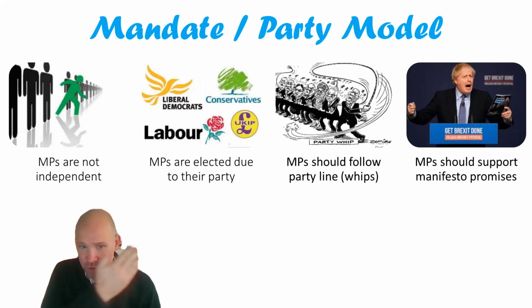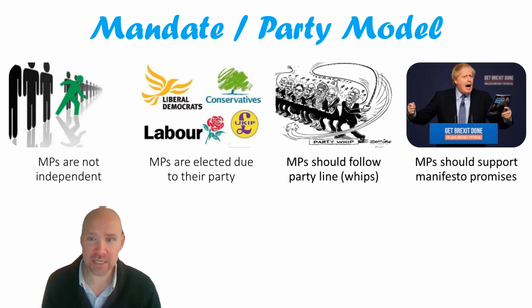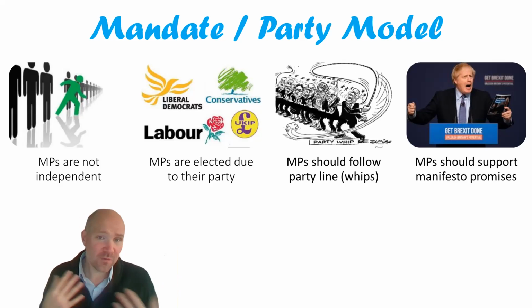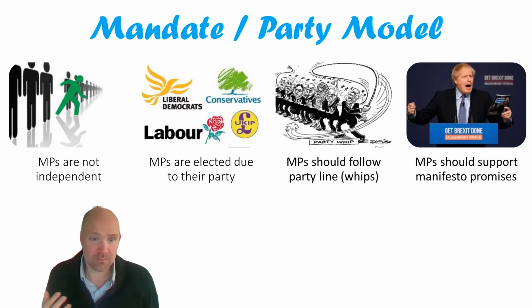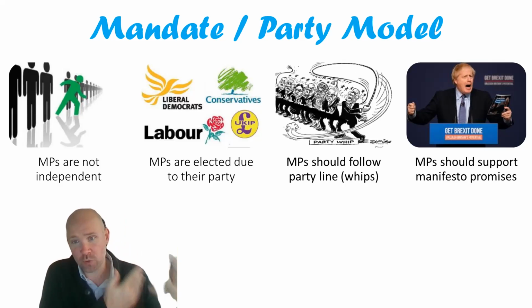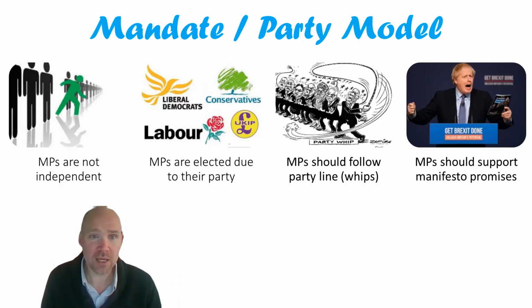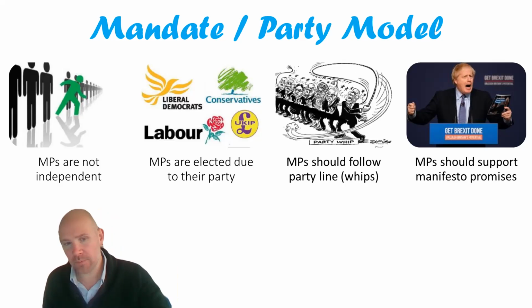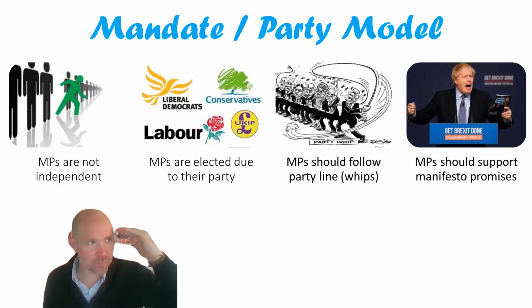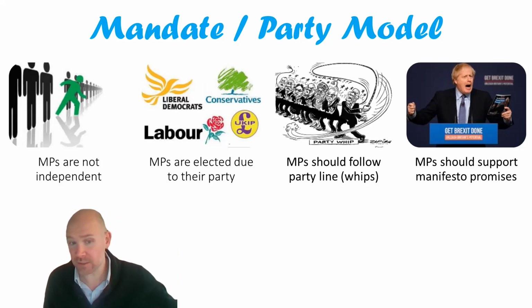promises. So you see Boris Johnson there with his recent manifesto saying get Brexit done. In there's probably 100 or so promises. And if I was the local representative for Watford, let's say I was a Conservative MP, I've probably been voted in not because I'm Mr. Cox, but because I was the Conservative representative, and therefore I should support the manifesto, I should support my party, I should support the Prime Minister. And so when I come to making my vote in Parliament, I should always be thinking, what does my party want me to do? That is the party model, the mandate model.